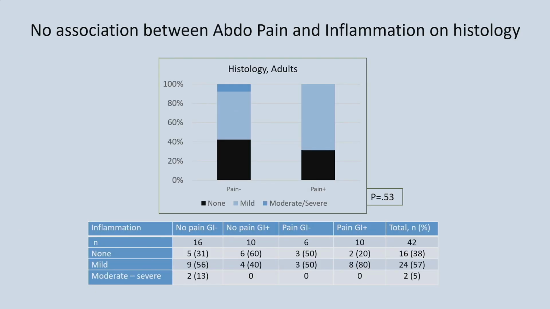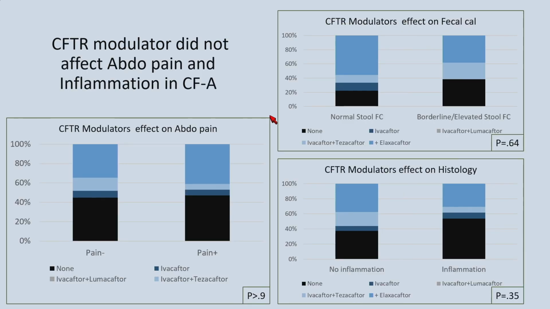Next, we look at the association of abdominal pain with inflammation on histology. There was no difference in inflammation on histology between those with and without abdominal pain. Something to note here is that the patient with moderate to severe inflammation is in the no pain group. Around 50% of our adults were on CFTR modulator treatment. We can see here that there is no effect of CFTR modulator treatment on abdominal pain, fecal calprotectin, or histology in adults.